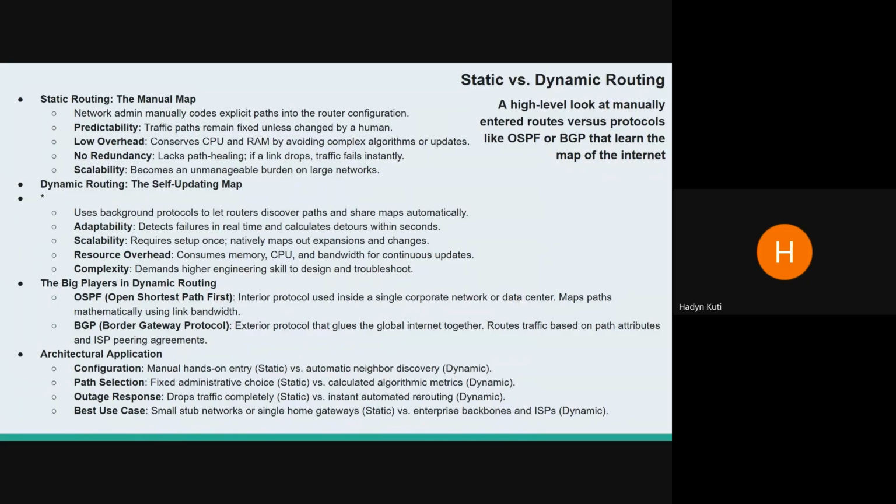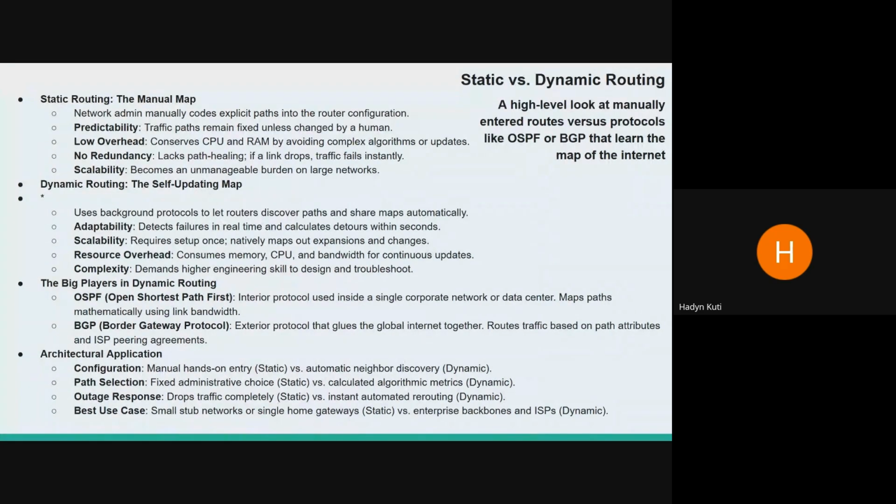Big players in dynamic routing: OSPF, Open Shortest Path First. An interior protocol used inside a single corporate network or data center. Maps pass mathematically using link bandwidth. And then we have BGP, or Border Gateway Protocol, which is an exterior protocol that glues the global internet together. This routes traffic based on path attributes and ISP peering agreements.